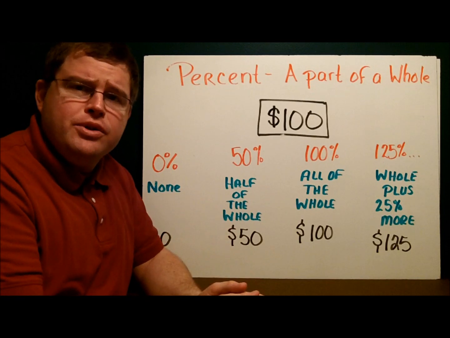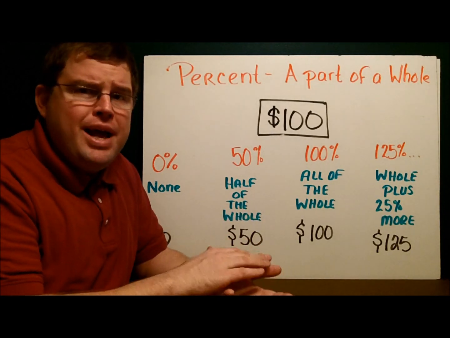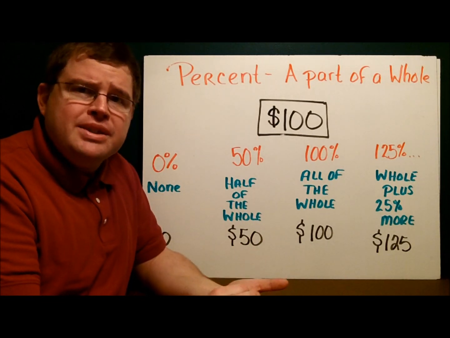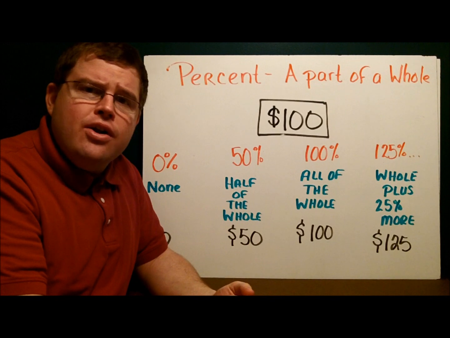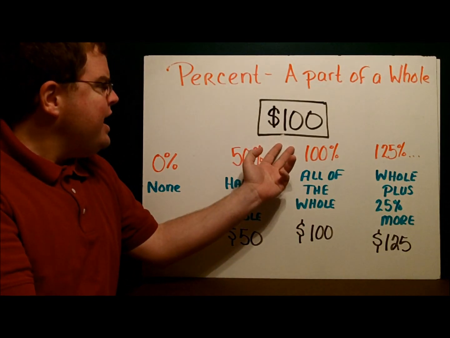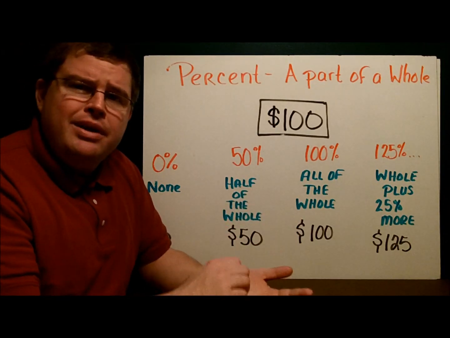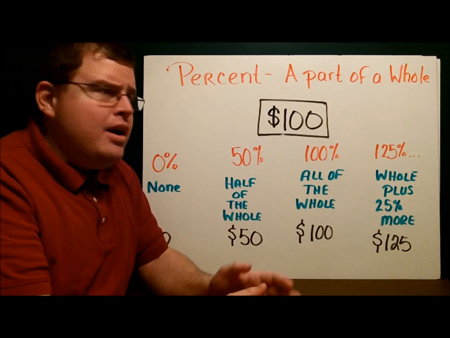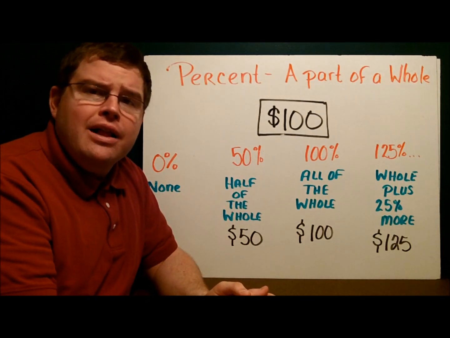If we have 0%, we have none of the little pieces. And so 0% means we have nothing. 50% means we have half of the little pieces, or half of what we started with. In our case here, half of it would be $50. 100% means we have the entire amount. If we took all 100 of the little pieces, we'd have $100.